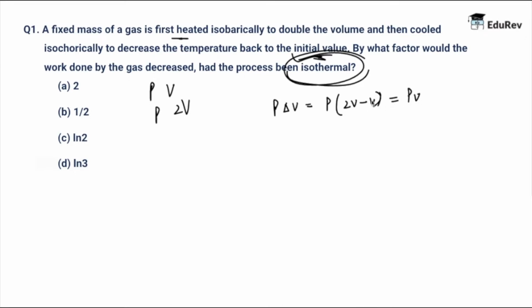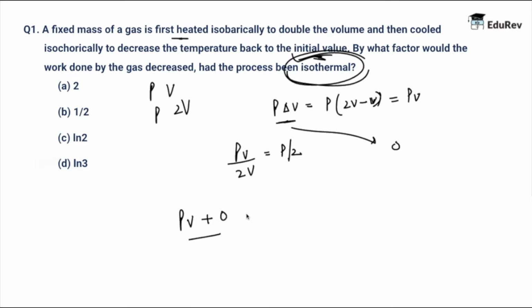PV. Correct? Then to bring to initial temperature, the new pressure, we know that PV upon 2V equals to nothing but P by 2. So after isochoric process, they are P by 2 and 2V. Hence delta V is 0 because work done is P delta V, and P delta V is going to be 0. Hence the total work done in two successive processes is going to be, the first one was PV and the second one was 0.